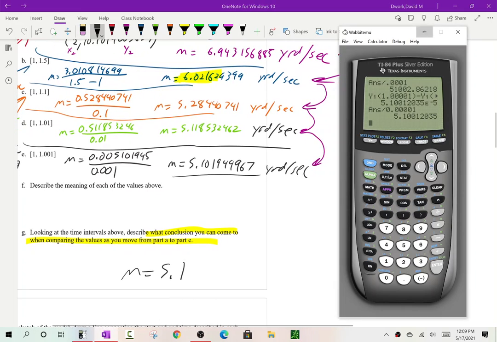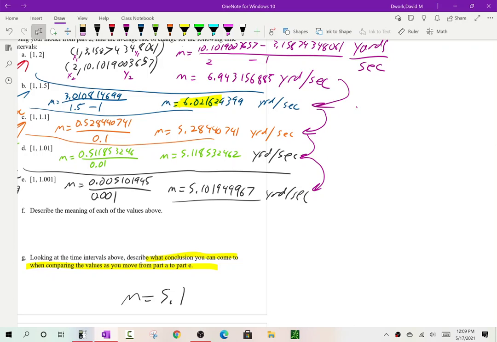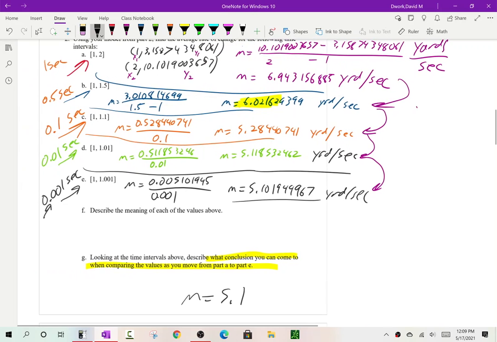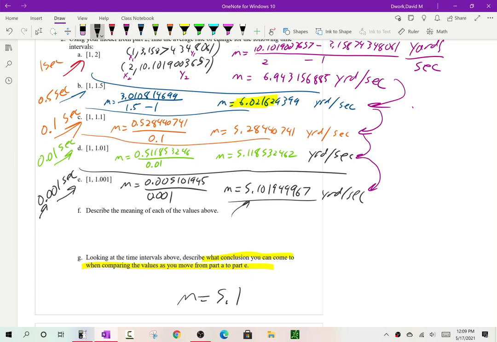Right? Now, looking up above from 6.9 to 6.02 to 5.28 to 5.11 to 5.10, can you look for a pattern and make a conjecture as to what you think the instantaneous speed would be? Like at this moment, how fast were we going, right? Now, clearly, it's not going to be this number that we saw with the thousandth of a second, even though it's really, really close, right?